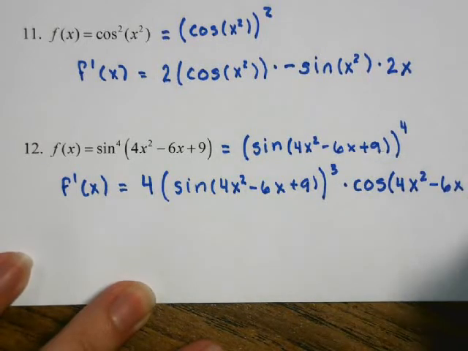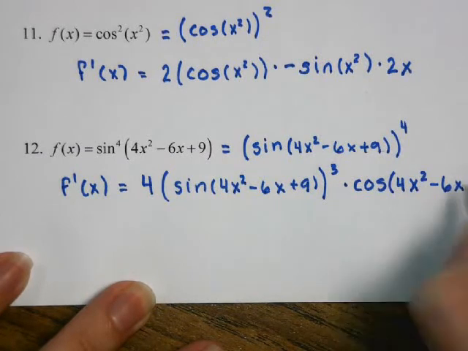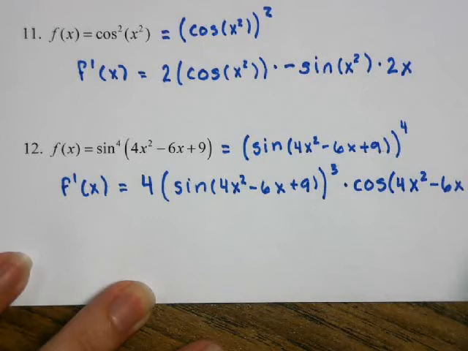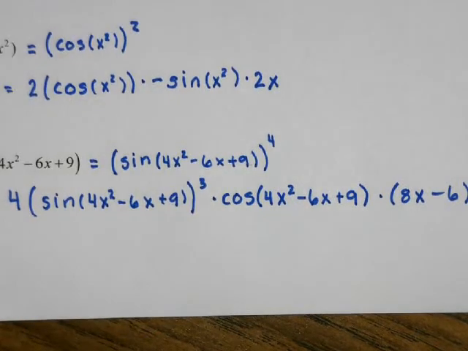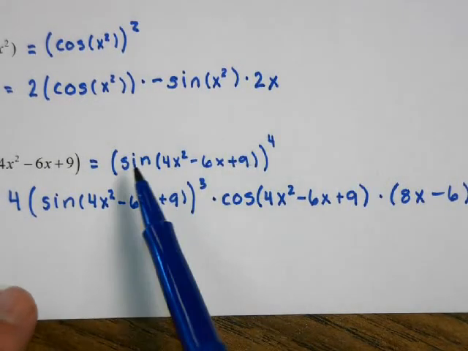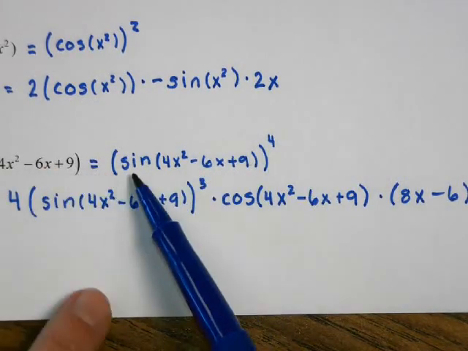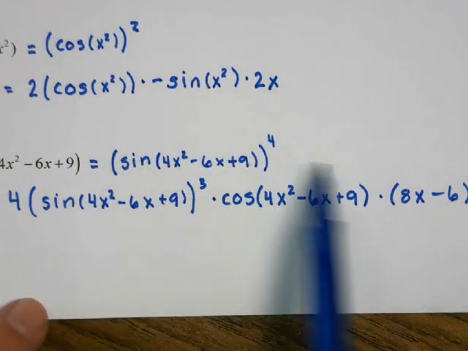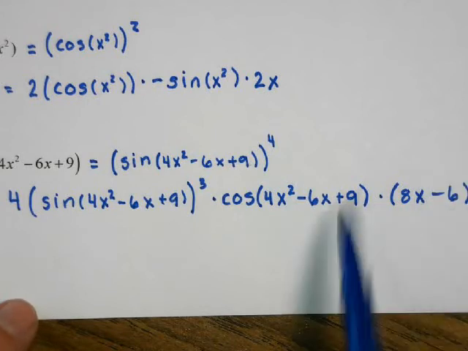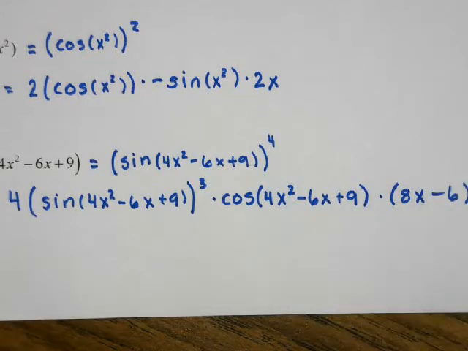And then we'll dig deeper. Derivative of 4x squared is 8x minus 6. So that's our entire derivative. So we go from the outside to the middle to the inside. So we end up with the outside derivative times the middle derivative times the inside derivative.